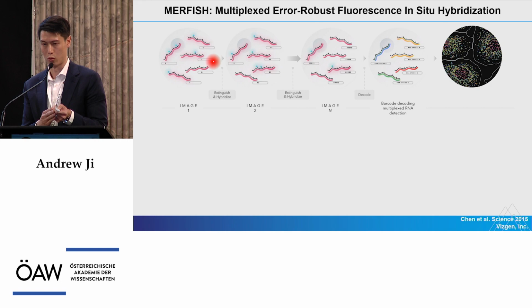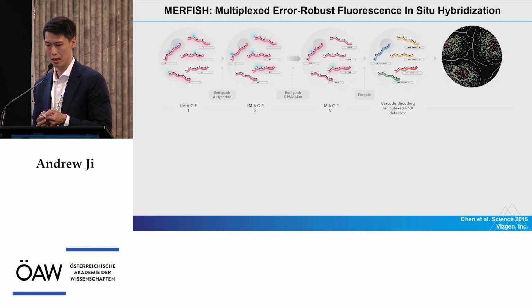And basically through subsequent serial rounds of imaging, flowing through these fluorescent probes one by one, round by round, it generates either a fluorescent signal or not, which then over the course of multiple rounds of imaging provides a binarized barcode that essentially allows you to identify all the transcripts that are in your panel.